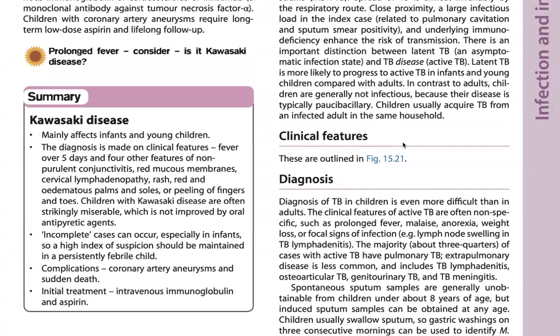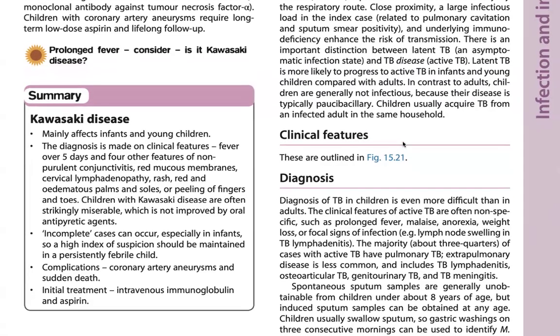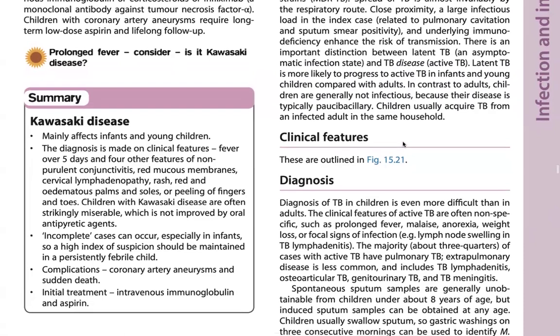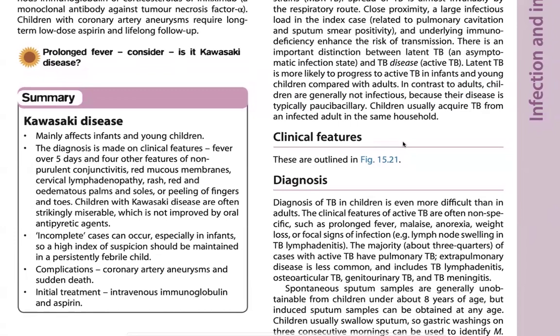Kawasaki disease mainly affects infants and young children. Diagnosis is made on clinical features: fever over 5 days, with features including non-purulent conjunctivitis, red mucous membranes, cervical lymphadenopathy, rash, red edematous palms and soles, or peeling of fingers and toes. Children with Kawasaki disease are often strikingly miserable, which is not improved by oral antipyretic agents. Incomplete cases can occur, especially in infants, so a high index of suspicion should be maintained.